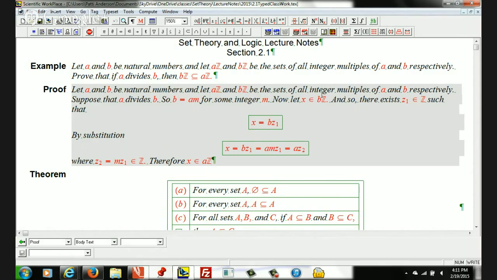X is in AZ, right? Because it's A times something. That's how you get to be in AZ. And also, B. Also, X started in BZ, yeah.